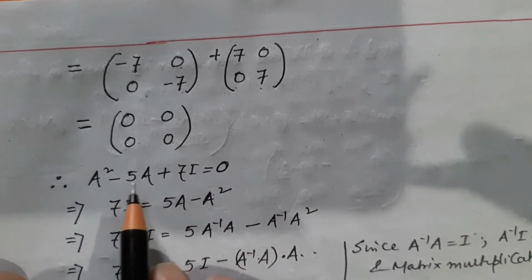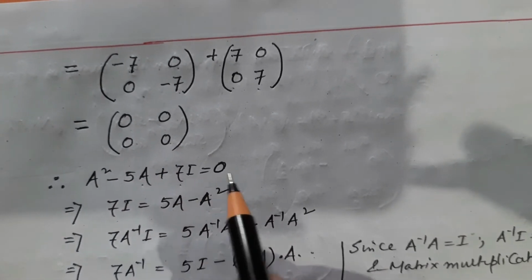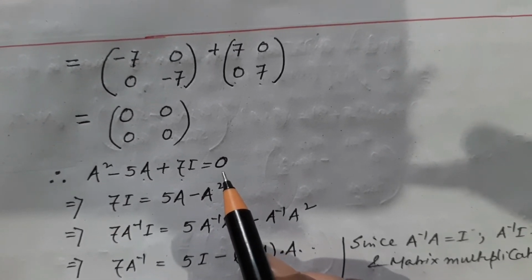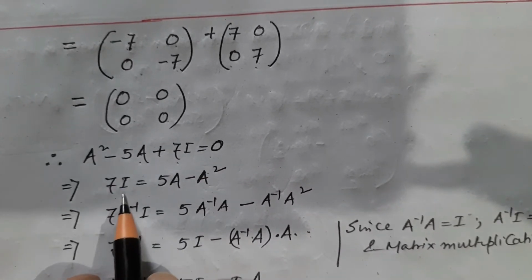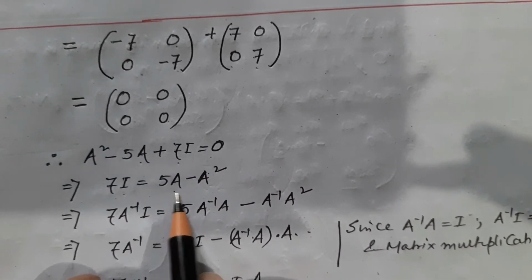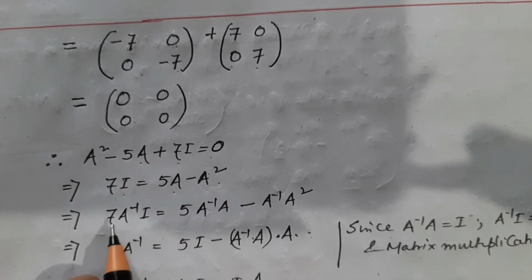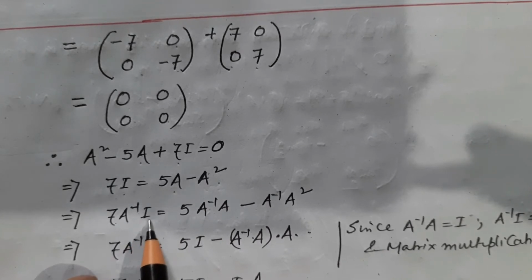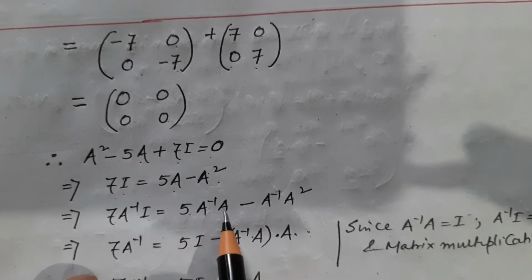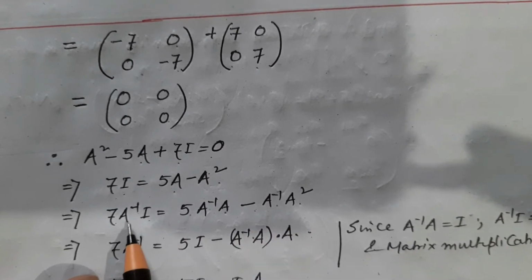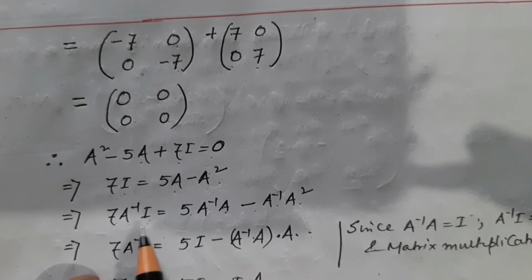Therefore A square minus 5A plus 7I equals the null matrix, the 0 matrix, and hence evaluate A inverse. Therefore from this relation we can write 7I equals 5A minus A square. Multiplying both sides by A inverse, we get 7 into A inverse I equals 5 into A inverse A minus A inverse into A square. When a matrix is multiplied with the identity matrix, we get that particular matrix. Here A inverse is multiplied with the identity matrix, we get A inverse.